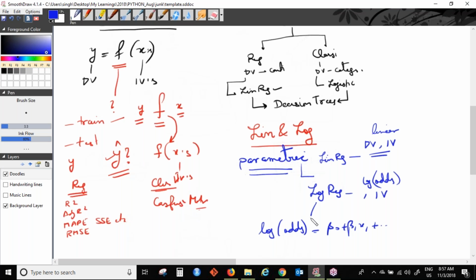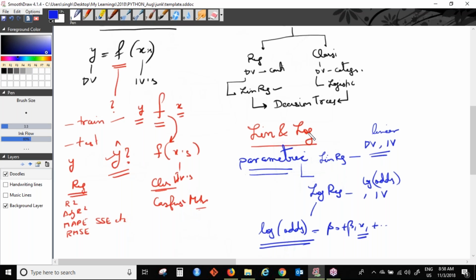This is the equation we had gotten earlier. So what does this mean? This means that log of odds should have a linear relationship with the independent variable. Okay. So both these algorithms have an assumption on the underlying data that you are using. That is why they are known as parametric models. So all parametric models make an assumption on the underlying data.